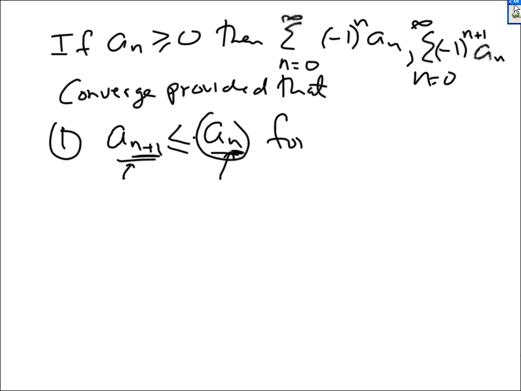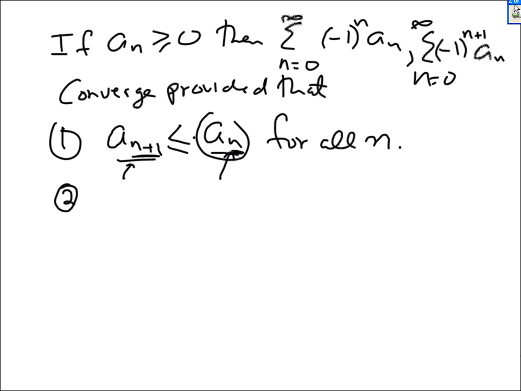And this is true for all n. That is, the terms are always decreasing. Now, I know most books are going to write for all n. It's really for all n large enough. We'll talk about that in a moment.